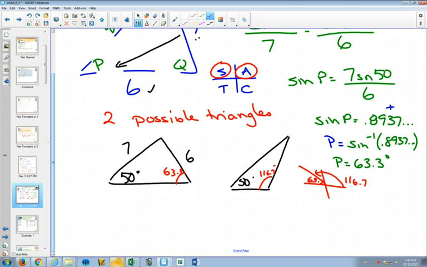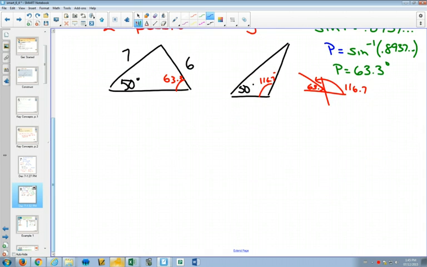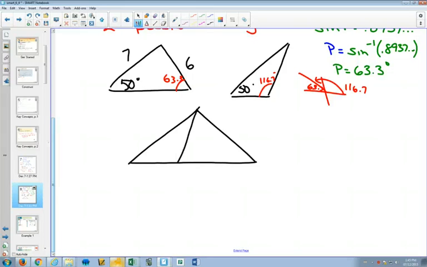The other way that some people like to see this is if I drew both of these triangles simultaneously on the same one. This is my 7, here's 6, or here's 6. Can you see that the big triangle is this one, and the small obtuse triangle is this one? So another way that people like to see why is that other angle 116.7?